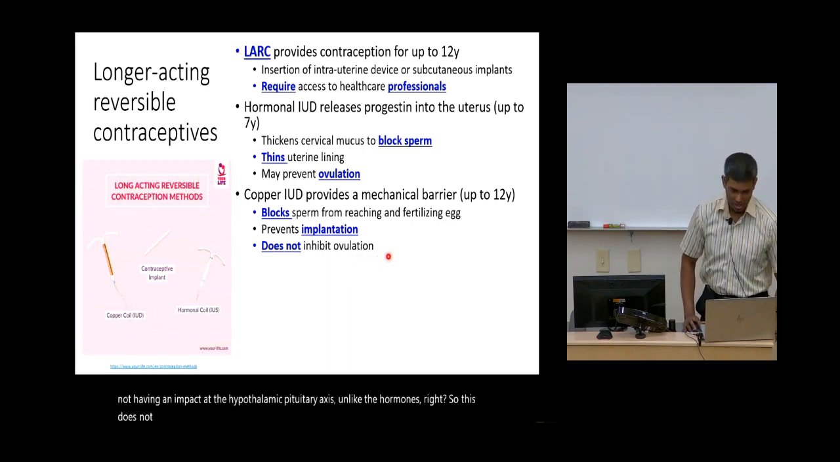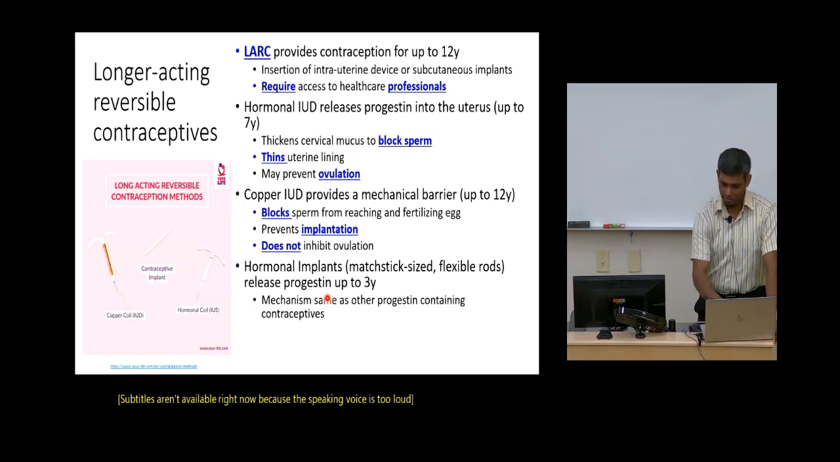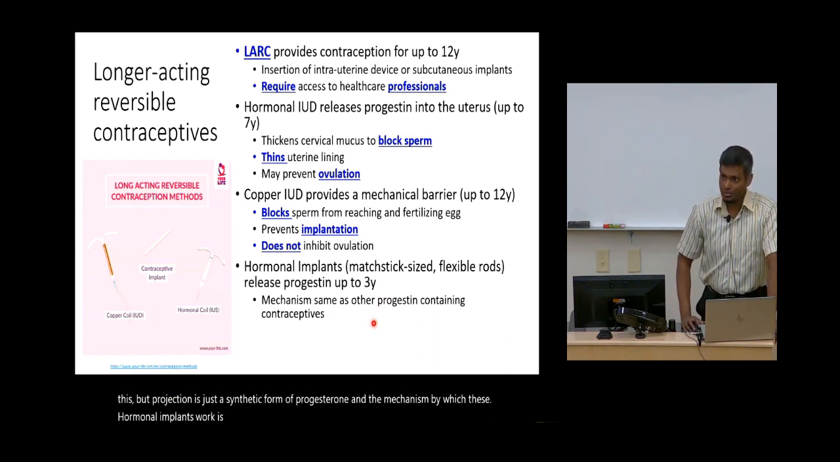So this does not inhibit ovulation. There are also hormonal implants, which are these matchstick sized flexible rods, which can be implanted under the skin, and it will release progestin up to 3 years. And I didn't mention this, but progestin is just the synthetic form of progesterone. And the mechanism by which these hormonal implants work is similar.